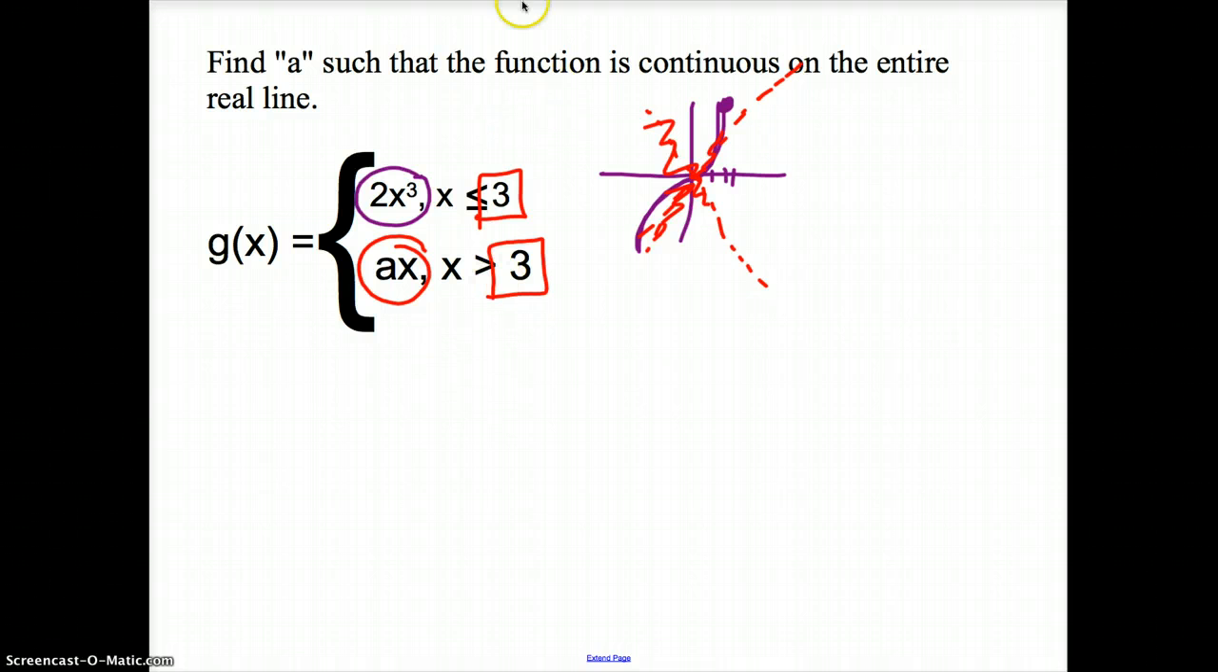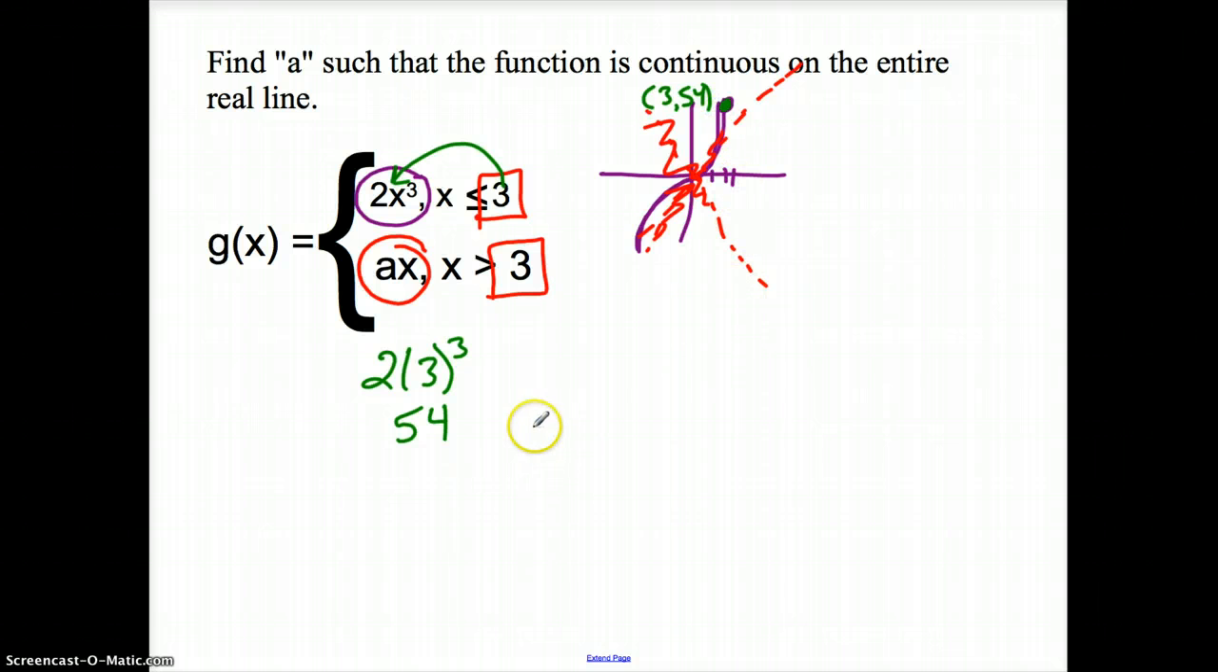So what we're going to do is plug 3 into that function, and you get 3 cubed. Oh, I don't know why I said that. Anyway, 3 cubed is 27 times 2 is 54. That's a pretty high y value. So this is the point (3, 54).